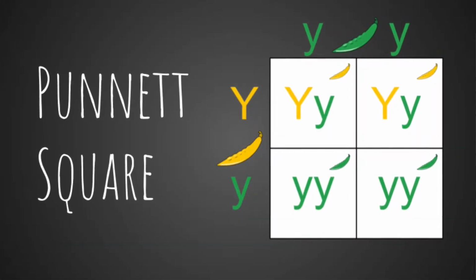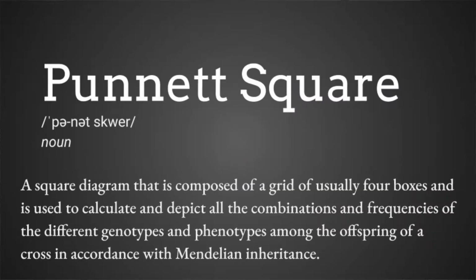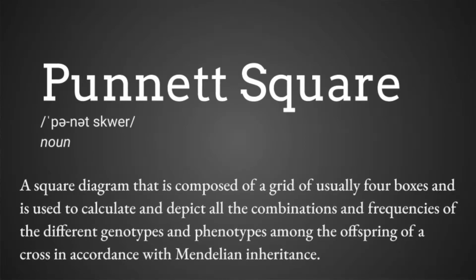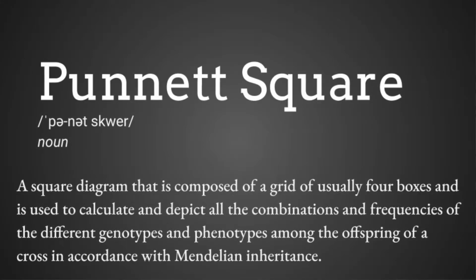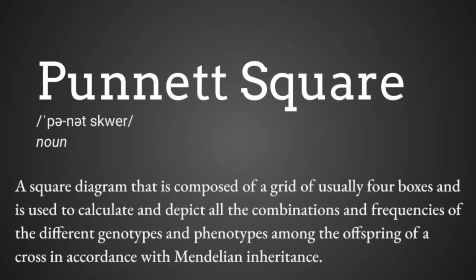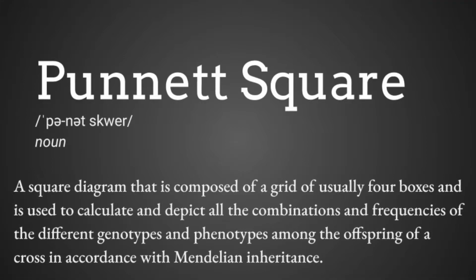It's clear and given. However, the genetic code behind that phenotype, what we call the genotype, could be different, or it could be the same. It could tell us you were 100% most likely to have this phenotype, or you were, let's say, 25% likely to have that phenotype, and we don't know. And the way we can observe that is through what's called a Punnett square. A Punnett square is a square diagram that is composed of a grid of usually 4 boxes and is used to calculate and depict all the combinations of frequencies of the different genotypes and phenotypes among the offspring of a cross in accordance with Mendelian inheritance.